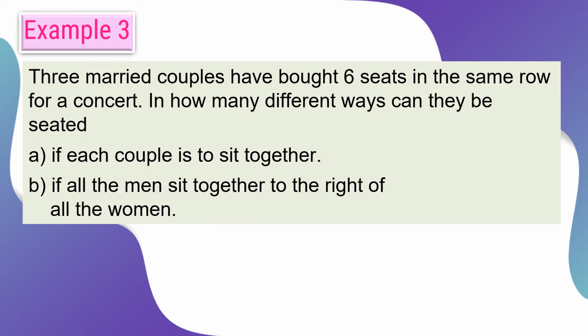Next, example 3. Three married couples have 6 seats in the same row for a concert. In how many different ways can they be seated? A, if each couple is to sit together. B, if all the men sit together to the right of all the women.